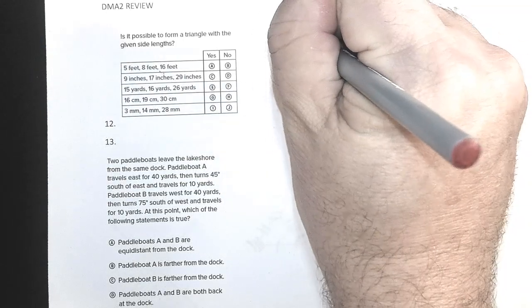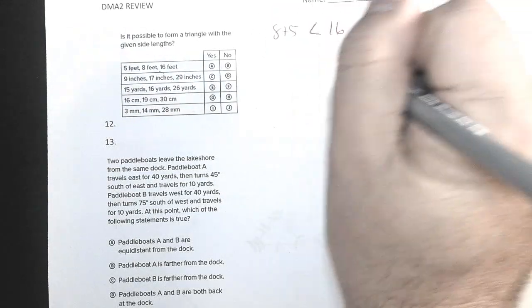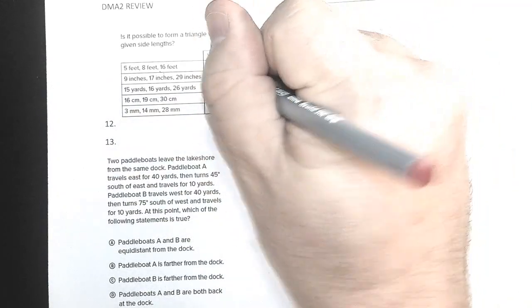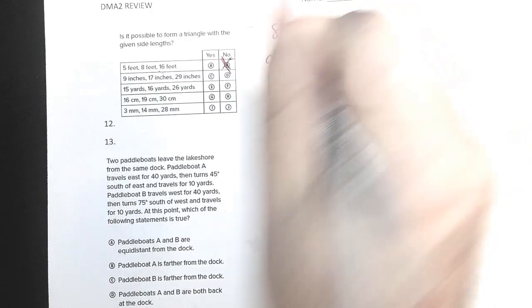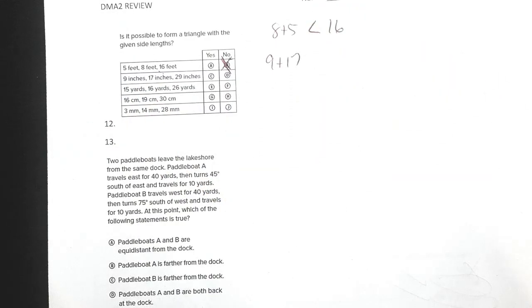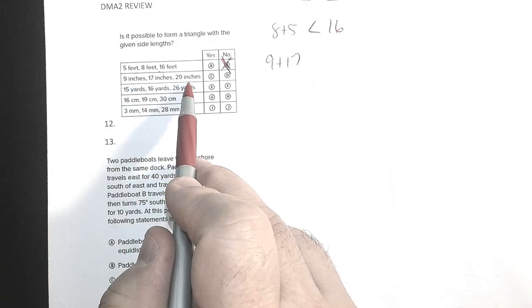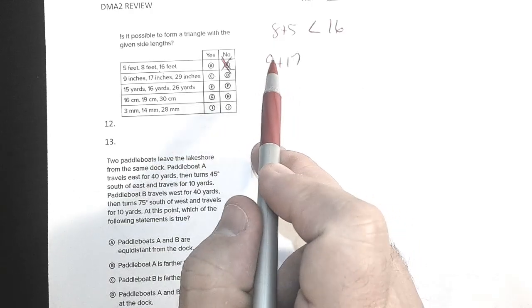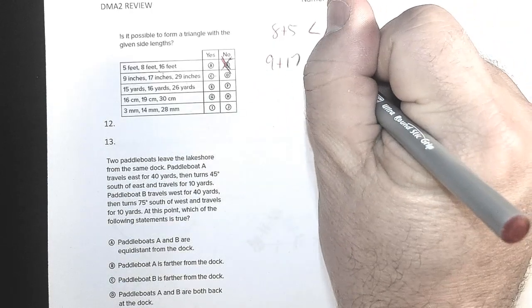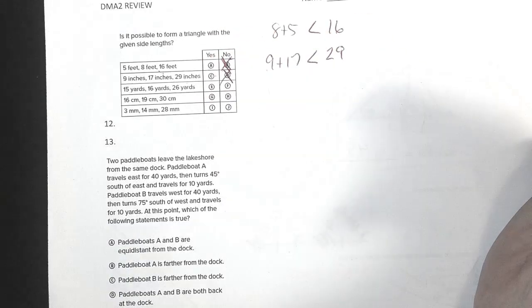All right, so 8 plus 5. 8 plus 5 is 13. 13 is less than 16. So that is not a triangle. You can watch. All right, the next one, 9 plus 17. Because we can add the smaller 2 numbers. That's the easiest way, instead of adding everything. If the 2 smaller numbers are bigger than the other number, it's a triangle. If they're smaller or the same, it's not. So 9 plus 17 is 26. 26 is less than 29, so that's not a triangle.